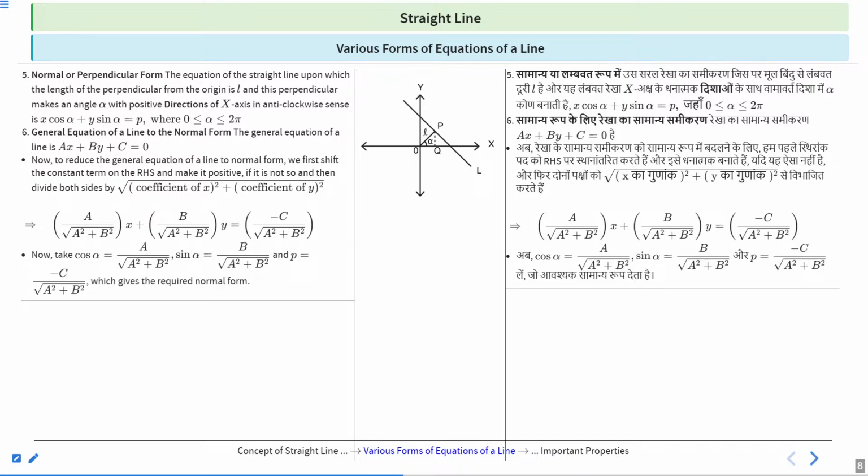Now take cos alpha as a upon root over a square plus b square, and sin alpha as b upon root over a square plus b square, and p is equal to minus of c upon root over a square plus b square, which gives the required normal form. Got it?